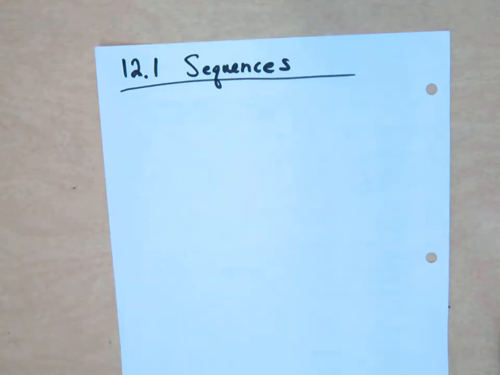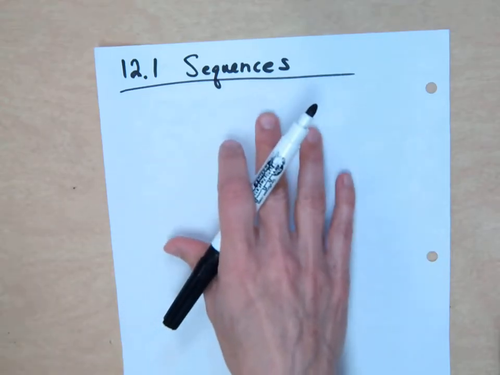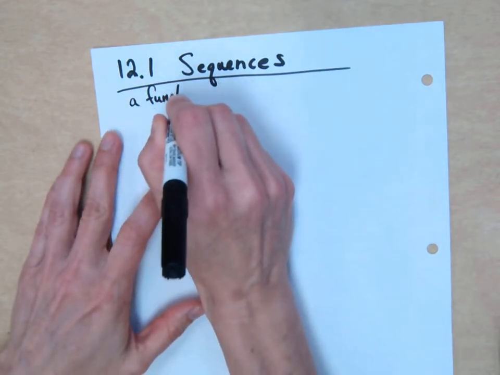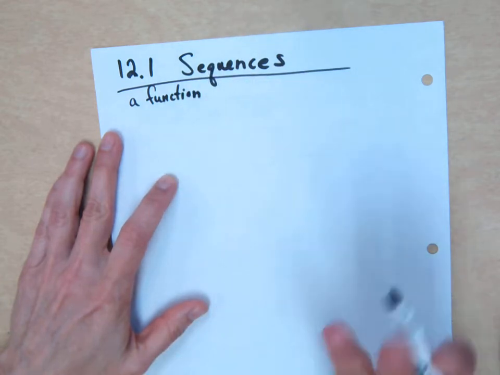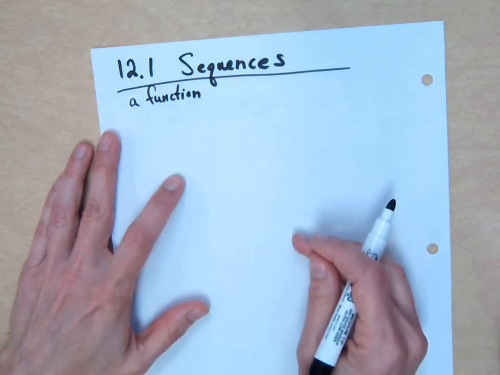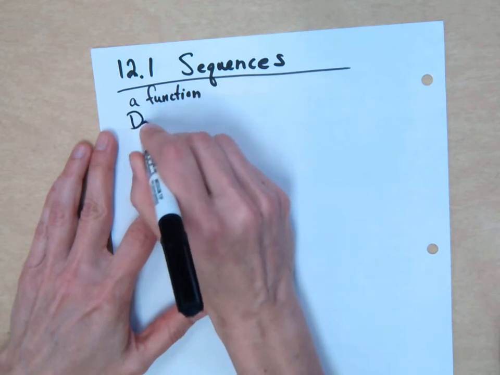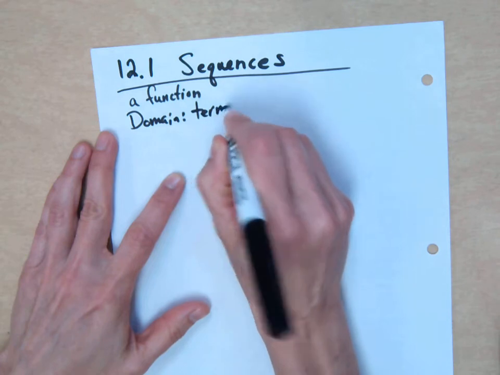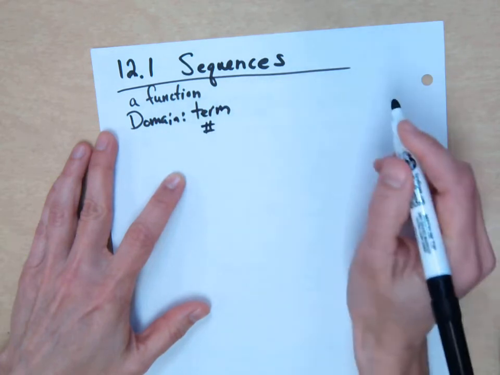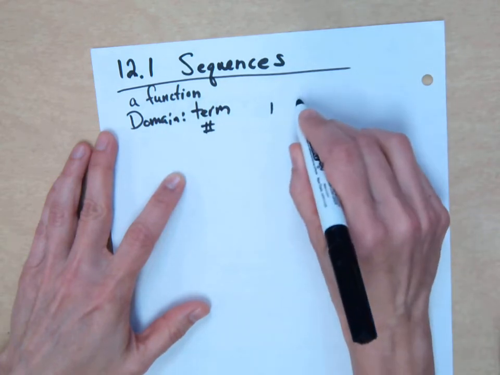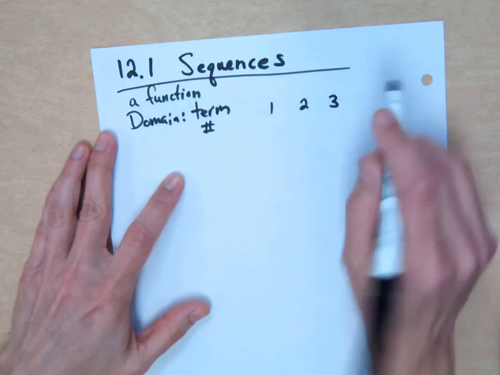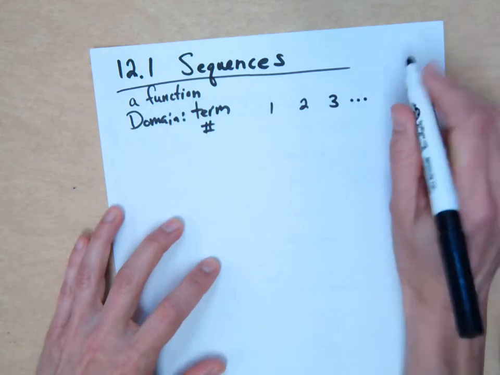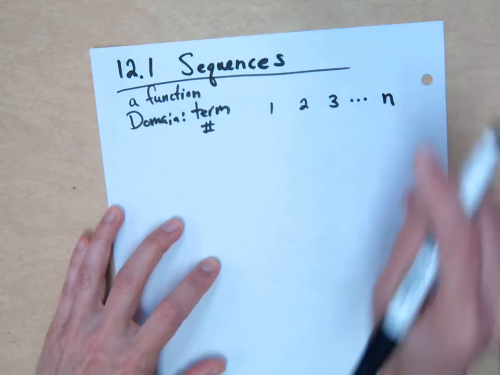Section 12.1, sequences. I want you to think of a sequence as a function that maps the term number to the term. That's all. So the domain, or the input to the function, is the term number. Term number 1, term number 2, term number 3, and it actually helps to list these term numbers by the term, and then term number n.